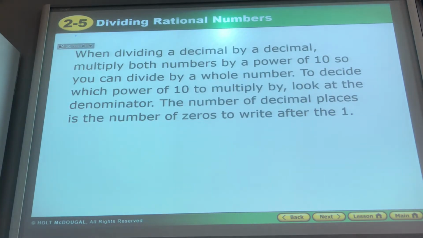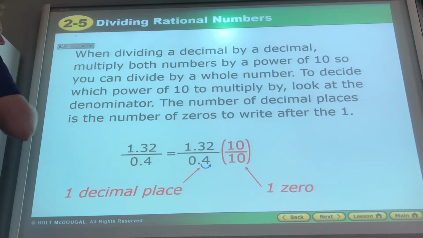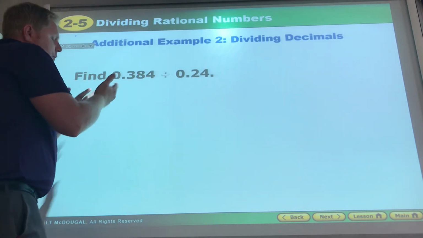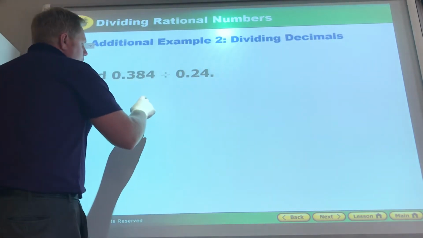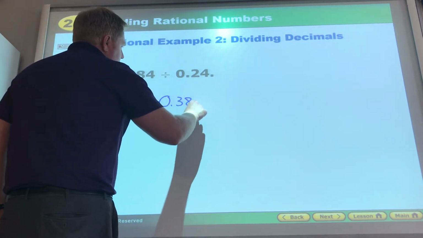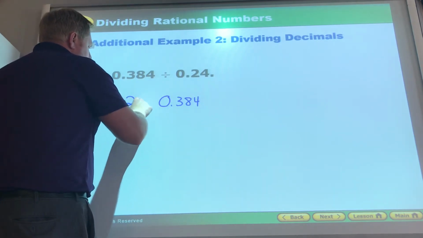When dividing a decimal by a decimal, multiply both numbers by a power of 10 so you can divide by a whole number. That is going to be key. They moved that a power of 10, so you move the top a power of 10. The first number is always inside. We're going to divide by 0.24.